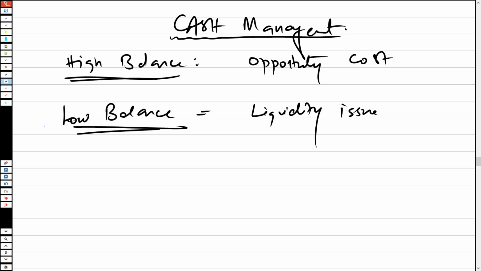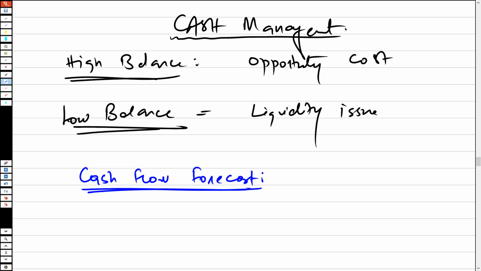Now, one of the most important aspects in order to manage the cash is that you should try to establish a cash flow forecast. Now, what exactly do you mean by the cash flow forecast? Let me just guide you a bit.